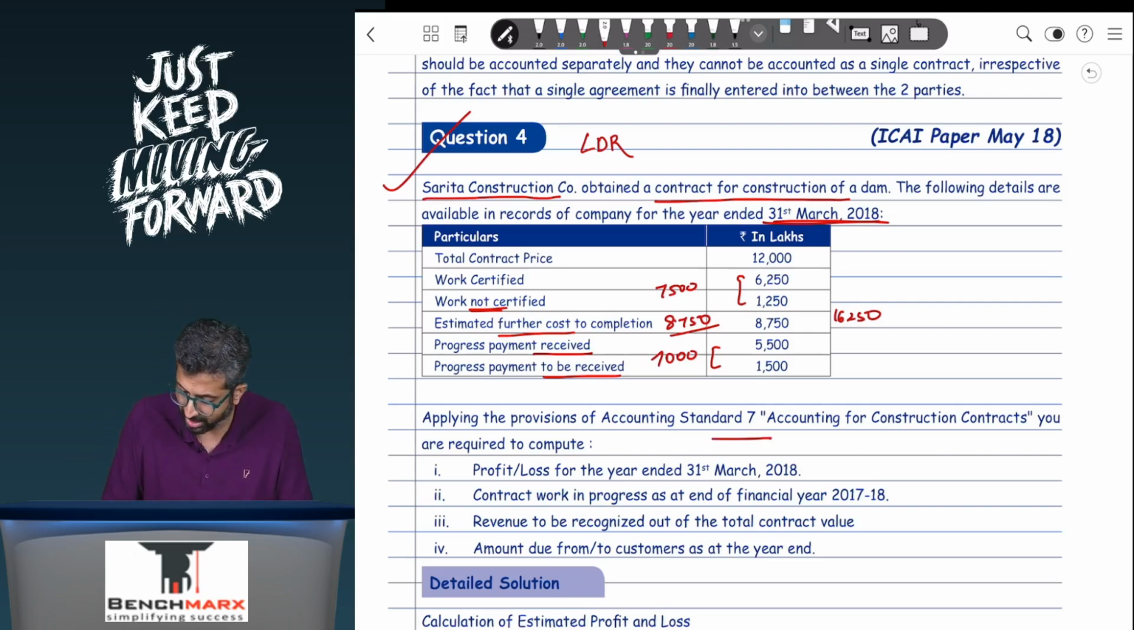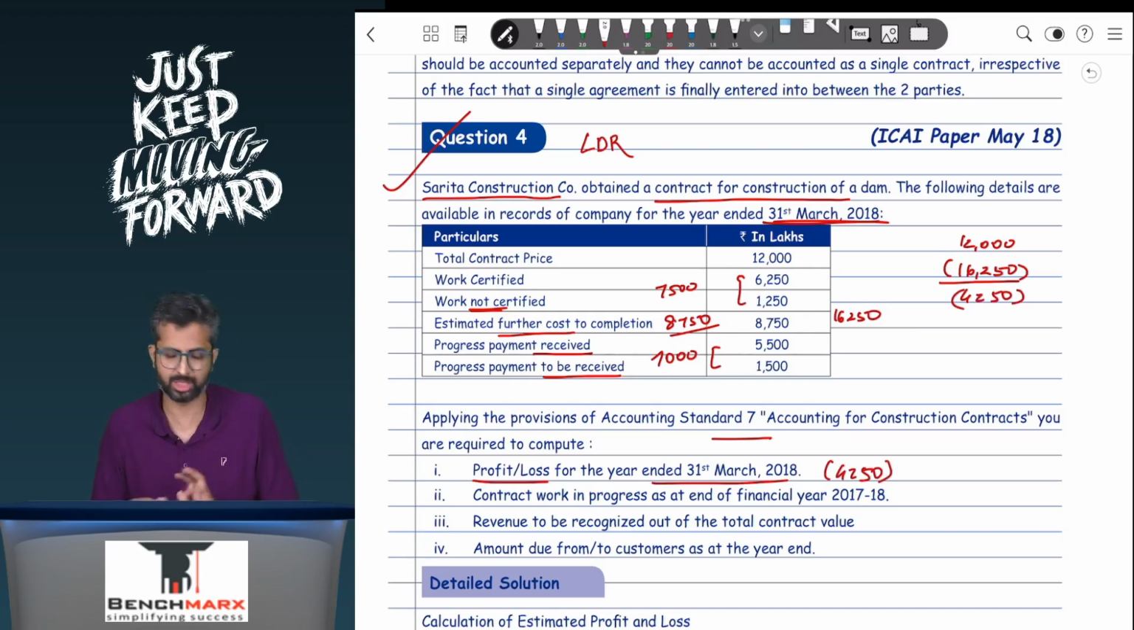Applying the provisions of AS7, you are required to calculate the profit or loss for the year ended 31st March 18. Step number 1 is you calculate the estimated contract revenue, which is 12,000, compare it with the total estimated contract cost, which is 16,250, and hence there is a 4250 estimated loss. And if there is a 4250 estimated loss, the entire loss, irrespective of the stage of completion, will be recorded in the first year itself.